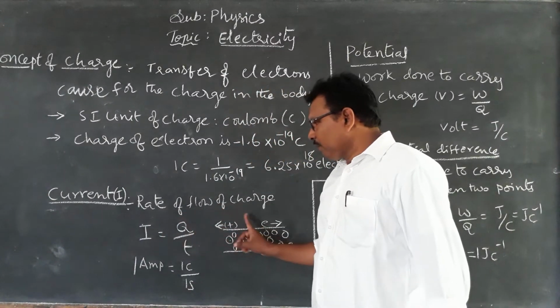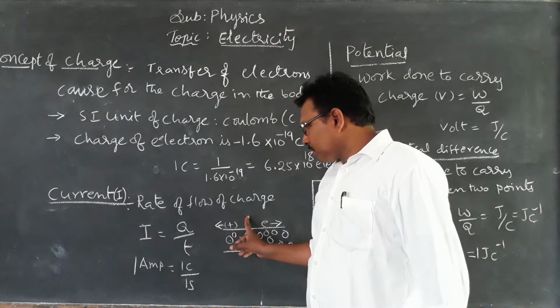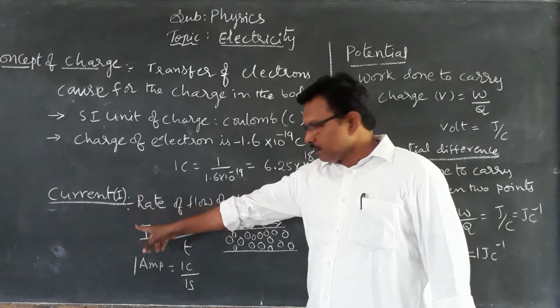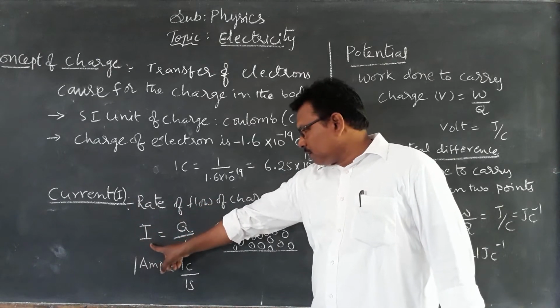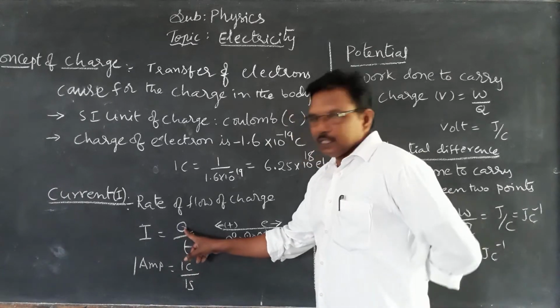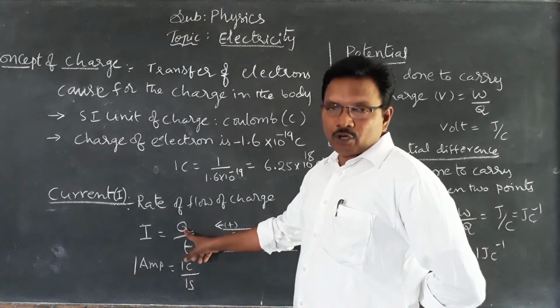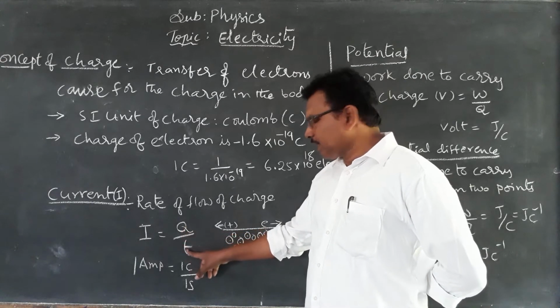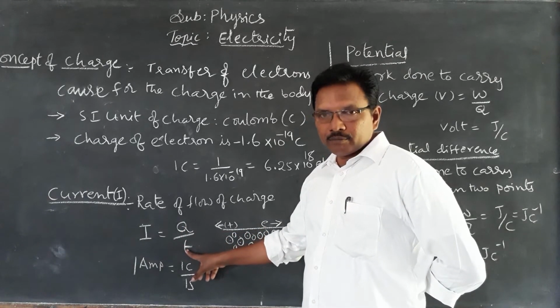Rate of flow of charge is called current, represented with the symbol I. Here, I is equal to Q by T. What is the meaning of this? The symbol Q represents the charge and T represents time.